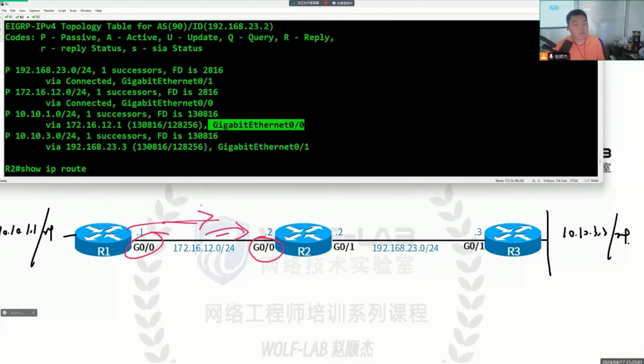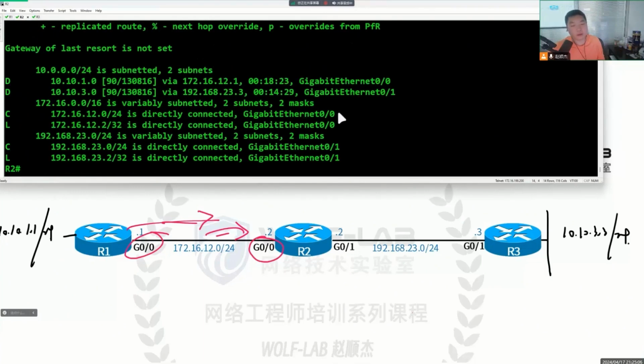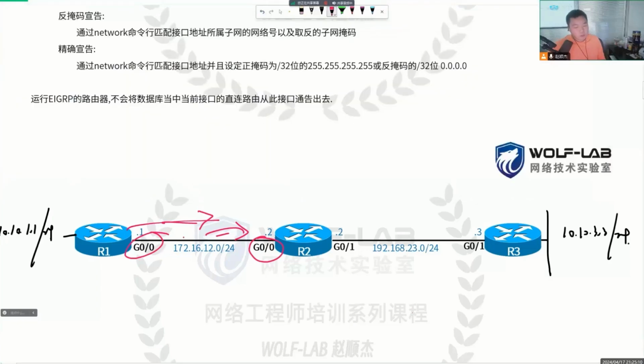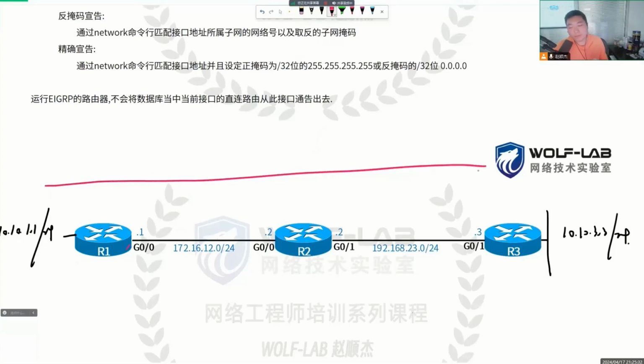10.10.1.0 appeared in the routing table, received from the 0 interface. Then when I need to access 10.10.1.0, I throw it out from my 0 interface, the one where I received the entry. The other party told me he has a route, so when I go to visit the other party, of course, I throw it back from the 0 interface. So here involves two directions.